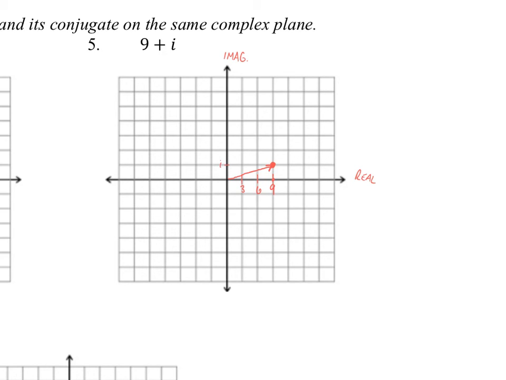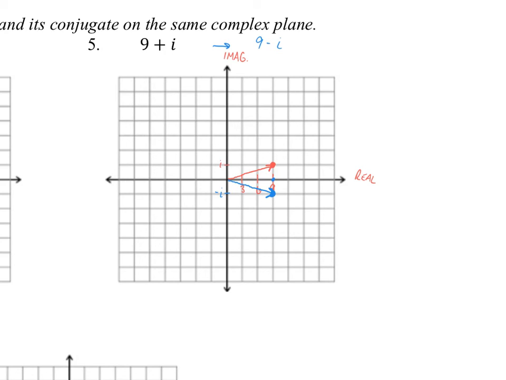But remember, we also have to graph the complex conjugate. So the complex conjugate is going to be 9 minus i. Well, that's still over here at 9, but we have to go down to negative i and plot our point here, then draw our vector. And it's as easy as that.